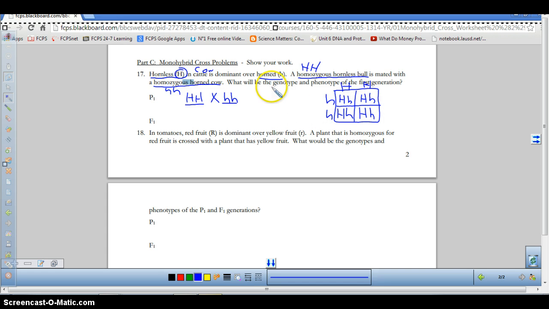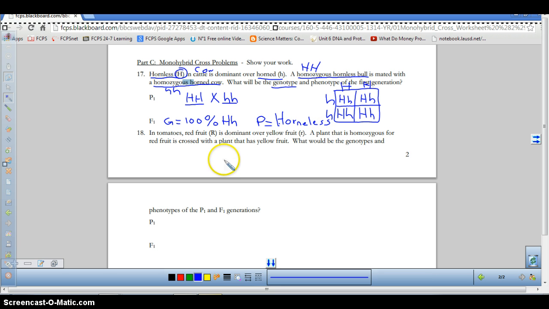Okay, so the genotypes of the offspring. I'm just going to put G for genotypes. It is 100% heterozygous. Okay, this baby is heterozygous. 4 out of 4 are heterozygous. The phenotypes, P for pheno, means physical. So what are they going to look like? Well, what's the dominant trait? The dominant trait is hornless. So they're all going to be hornless.